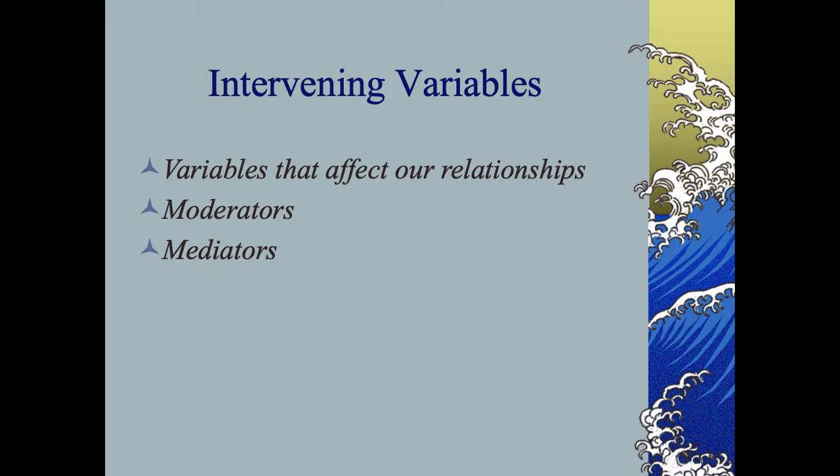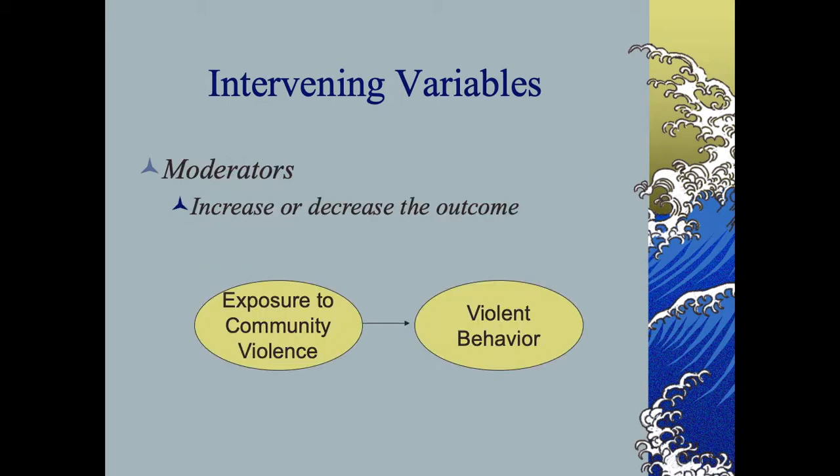These are maybe what we call intervening variables. They could be moderators or mediators, but they're variables that sort of affect the relationship that we see, that major sort of IV-DV, if you want to call it that. So a moderator increases or decreases the outcome, we say. So it's sort of an exacerbator. It could make situations worse, let's say.